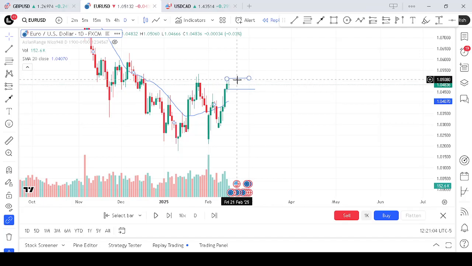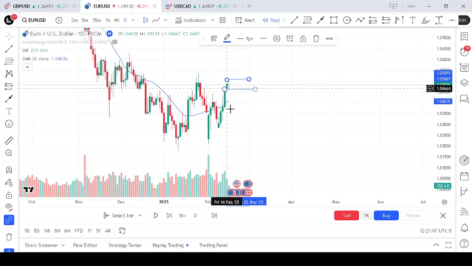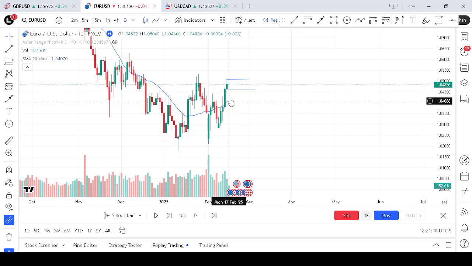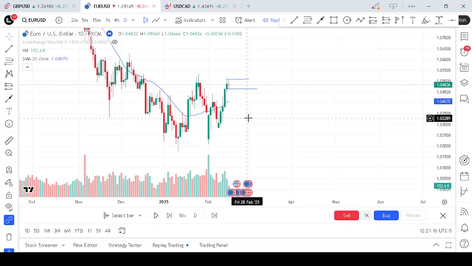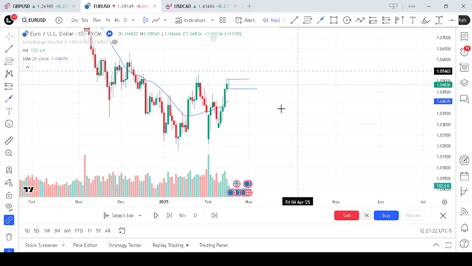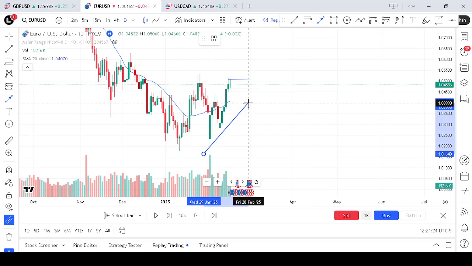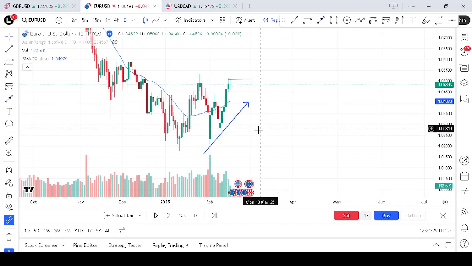We'll mark out our previous daily high. This is the previous day candle, this particular candle here. So mark out the previous daily high and mark out the daily low. After confirming our direction of the market currently, this is the direction of the market right now.